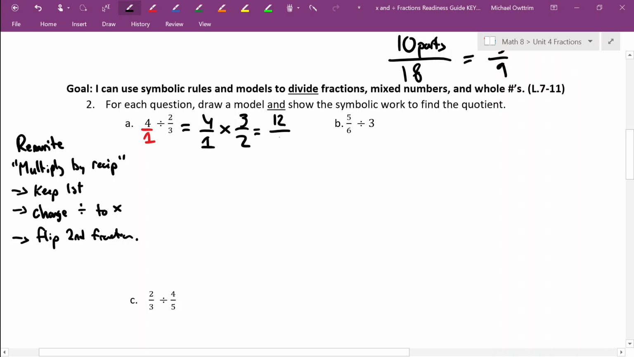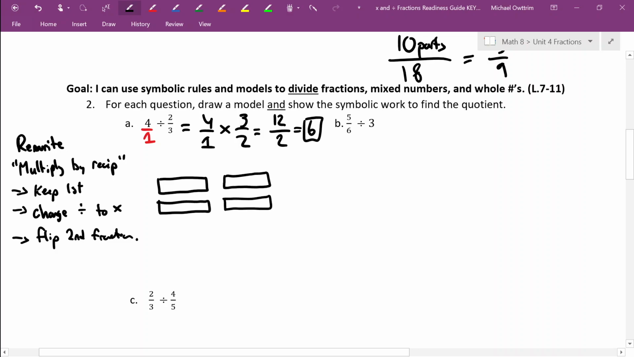4 times 3 on top is 12, 1 times 2 on the bottom is 2. 12 divided by 2 is the whole number 6. Now, if I want to go ahead and draw my model here, I need to start with 4 whole objects. There's 4 whole objects, and I do have all of them.